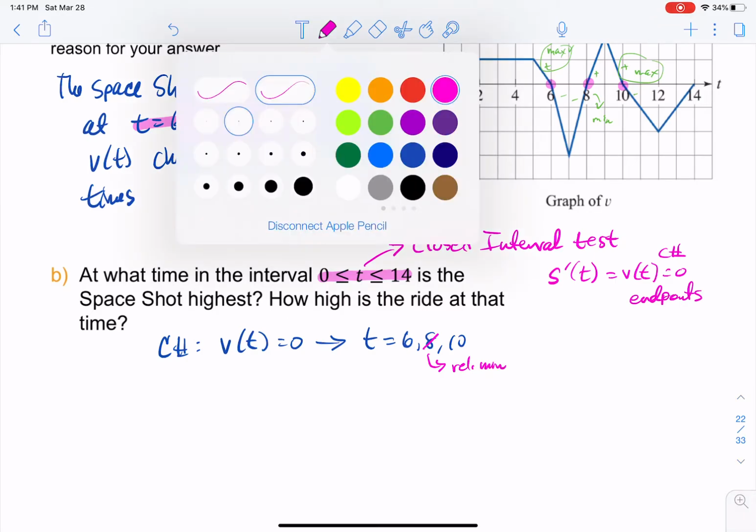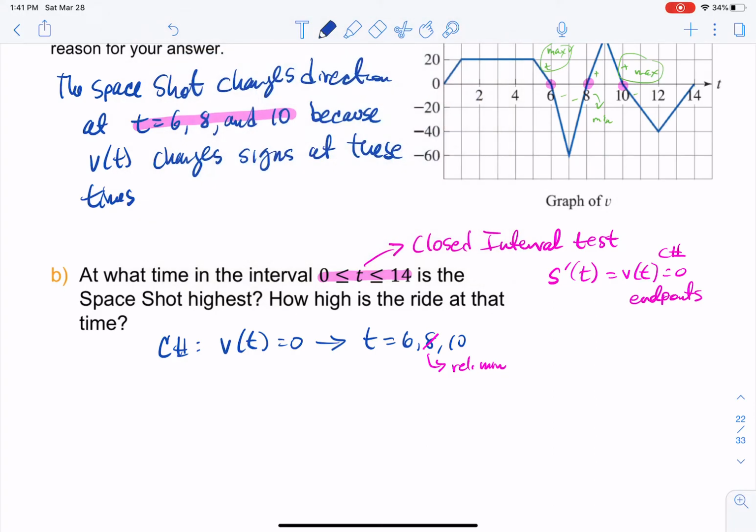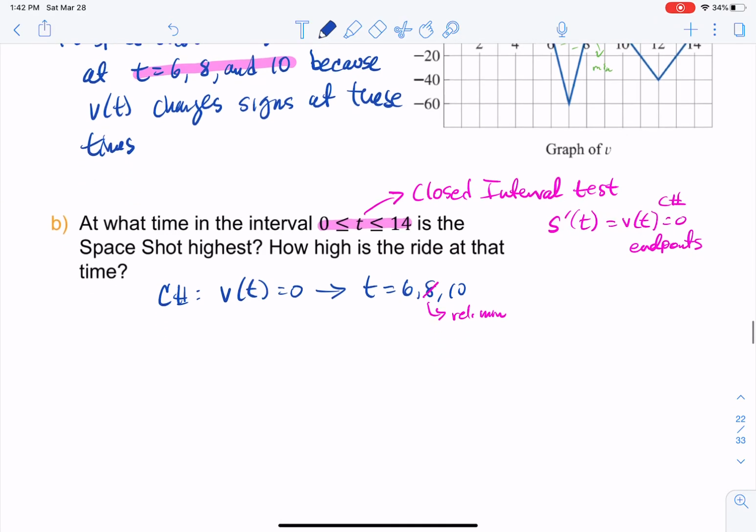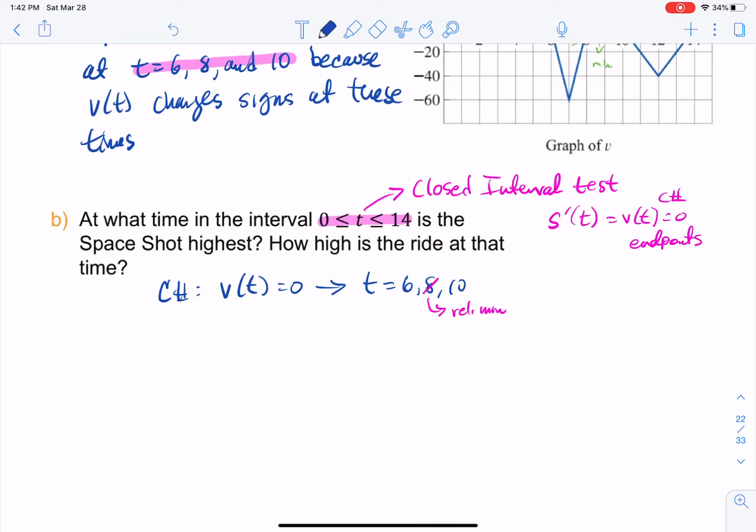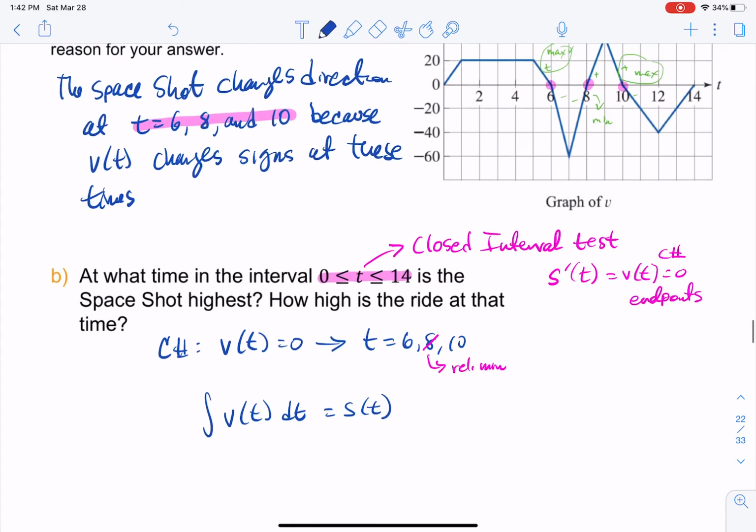Okay, so let's write ourselves an equation that we're going to do the closed interval test on, because that's what you need. You need an equation so you can take its derivative and find the critical numbers. The equation we're looking for is our position equation, which we'll get from our velocity function by taking the antiderivative, as we've done, in order to get position. And we need some bounds of integration on this one.